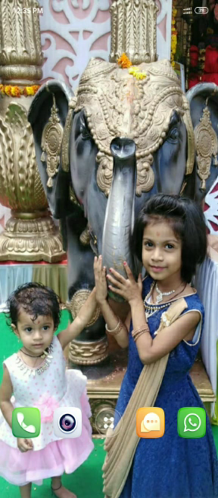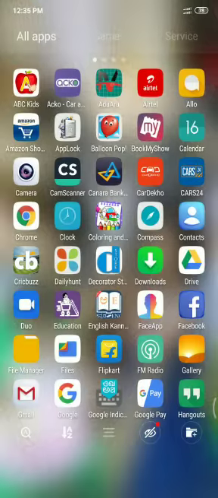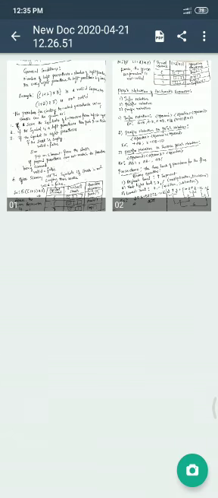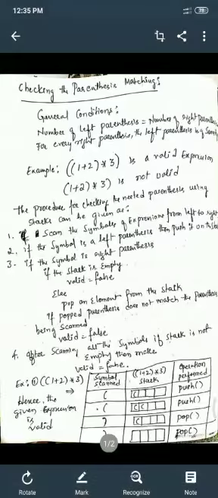Now we're going to look at the topic called checking the parenthesis matching. As we all know, stacks are most useful for checking the parenthesis matching in an expression. Generally, an expression having nested parentheses is valid only if it satisfies the following two conditions. So these are the general conditions which it must satisfy.